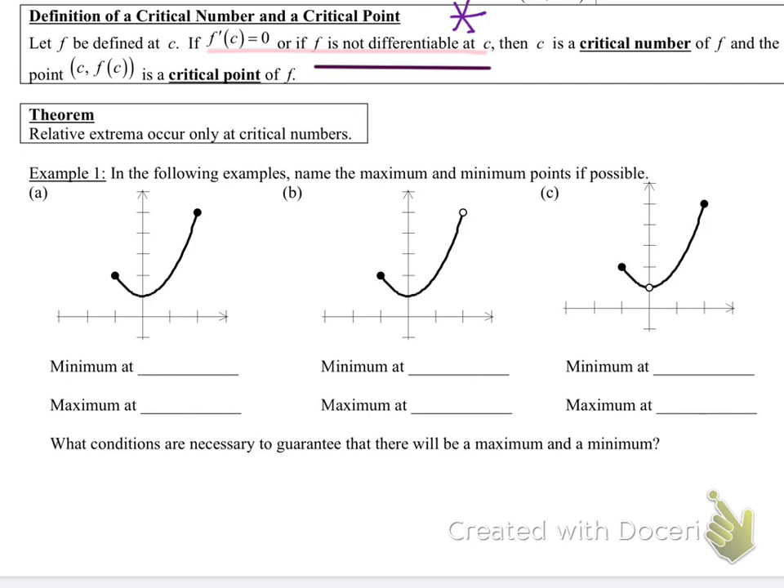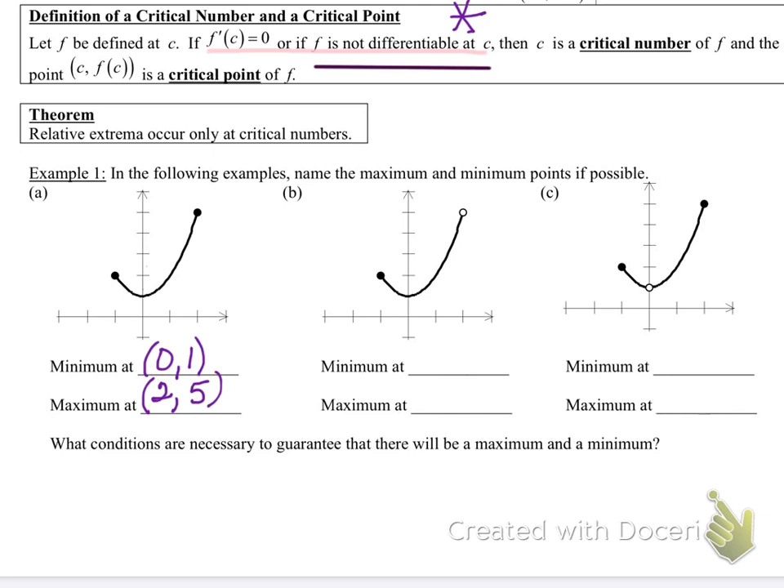In example 1a, we have a minimum at 0, 1. We have a maximum, or a global maximum, at 2, 5. But when we move along, we no longer have a maximum. We do have a relative maximum on an interval not stated.